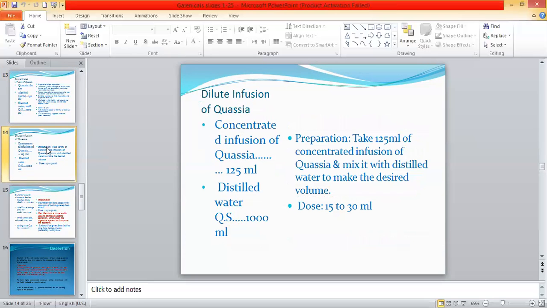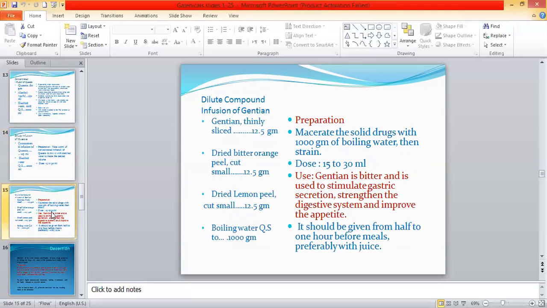Dilute infusion of kasha. It consists of concentrated infusion of kasha 125 ml and distilled water, quantity sufficient to make 1000 ml. What is the preparation? Take 125 ml of the concentrated infusion of kasha and mix it with distilled water to make the desired volume, and the dose is 15 to 30 ml.